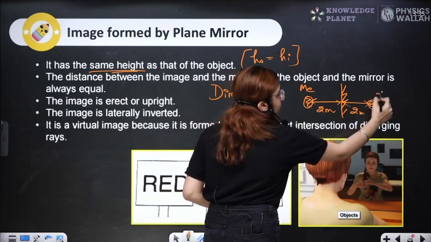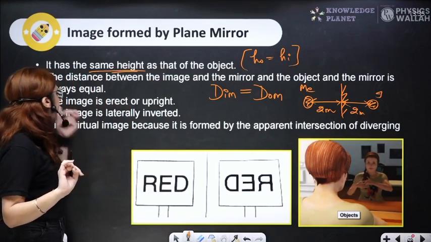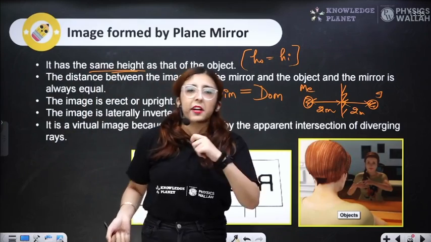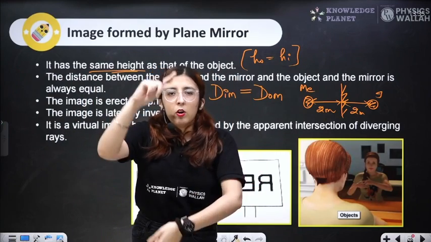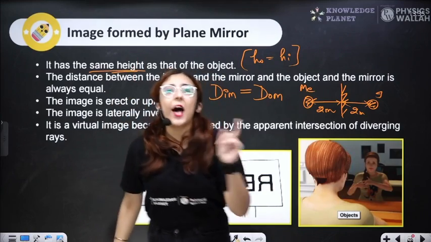Okay, that's image. Right? Now, the third point, image is erect or upright, straight. Of course, when I am standing and brushing my teeth, my head is at the top, feet at the bottom. It won't be inverted, right? Feet at the top, head at the bottom. So yes, erect and upright.